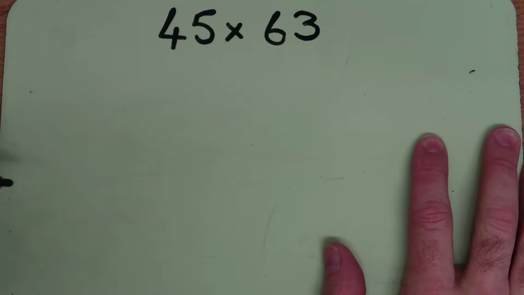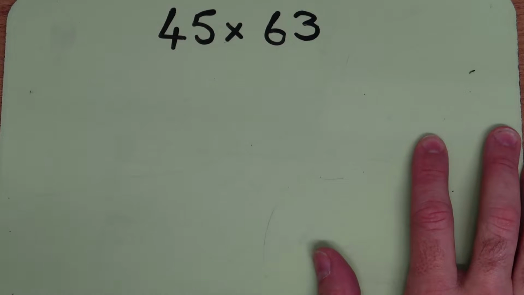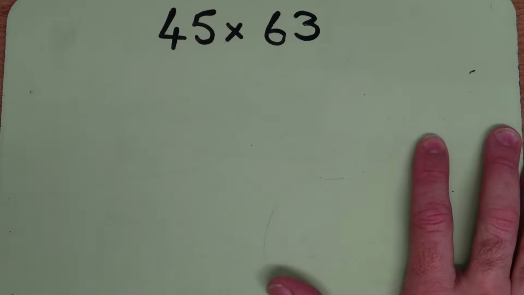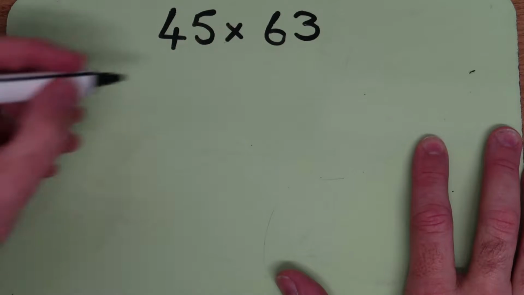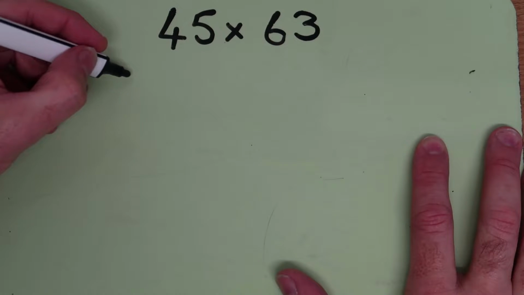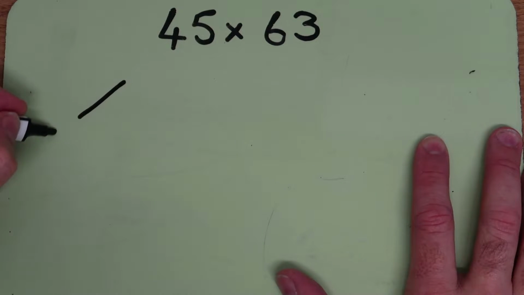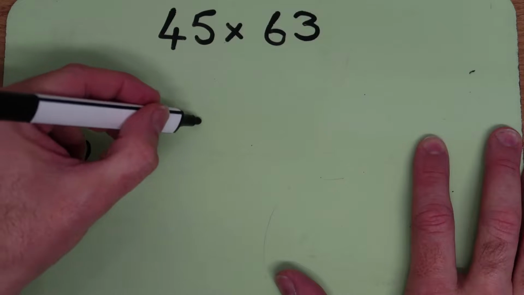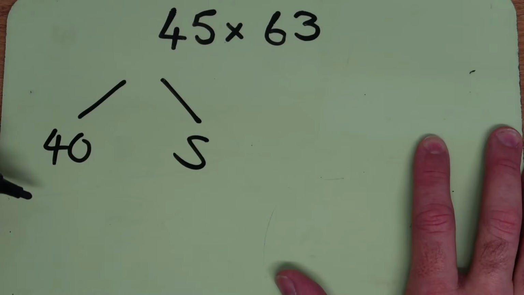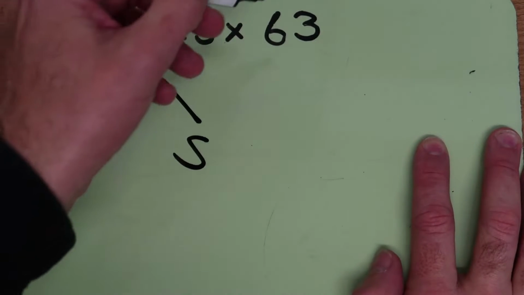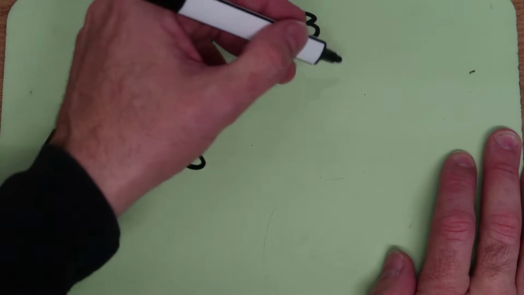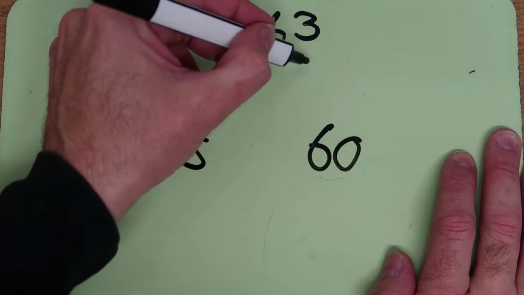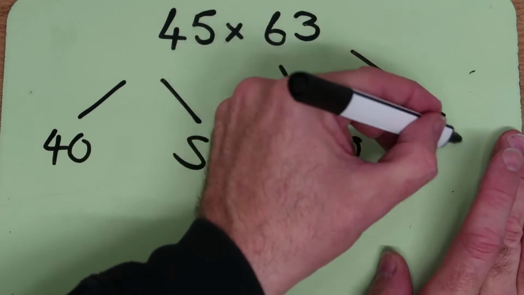Okay, so I've switched to my little mini whiteboard here. It just helps me to quickly show my workings out and rub things out should I need to. So first thing that we're going to do is partition each of these numbers. If we take the 45, we're going to split this into 40 and 5. So we're taking the 10s and the 5s and splitting them apart, and we're going to do the same thing for the 60 and the 3.